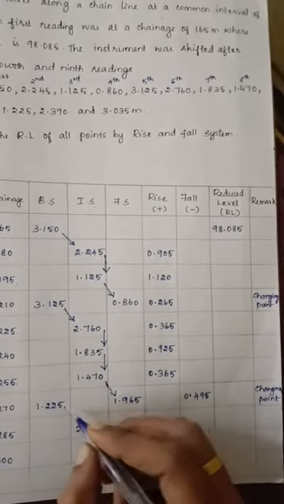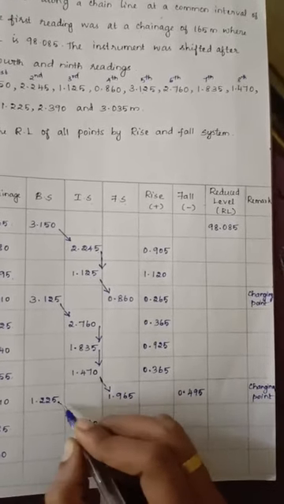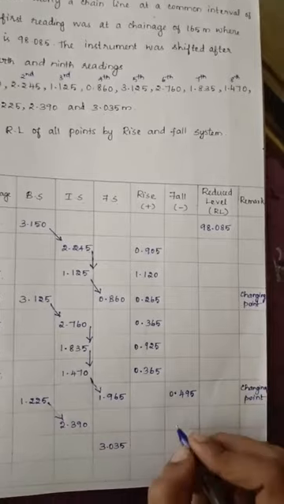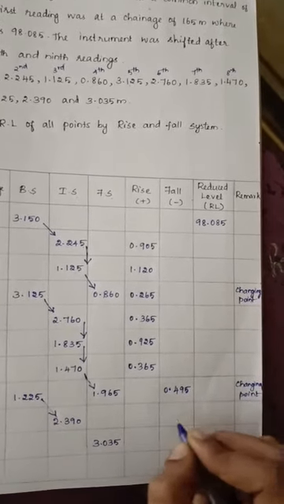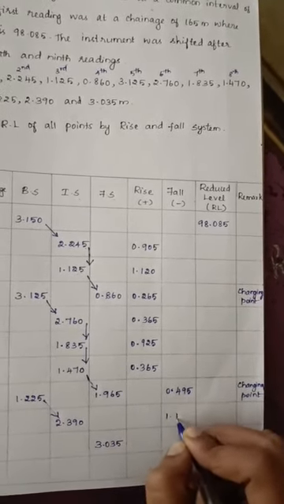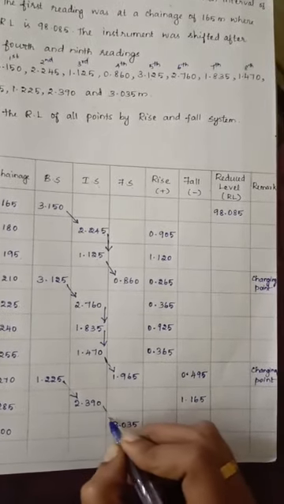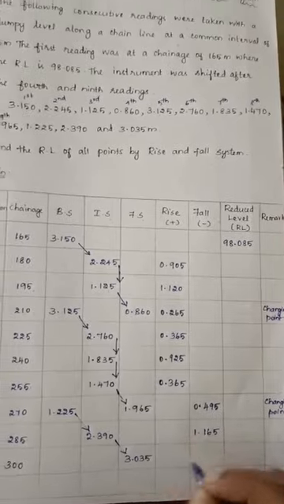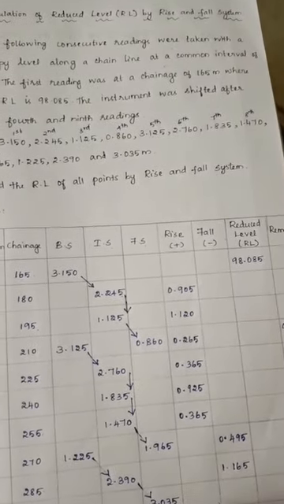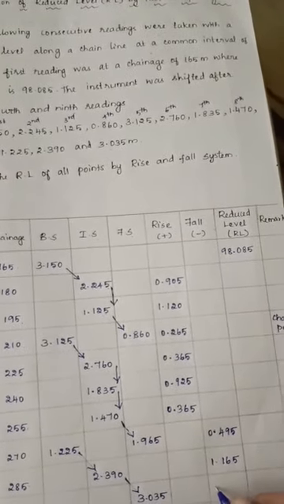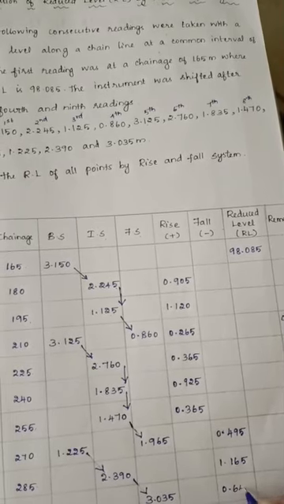Then backside minus intermediate side. The value obtained is negative, minus 1.165. Therefore you enter that value in your fall column. Same like that, next intermediate side minus foresight. The value obtained is negative, therefore enter the value in your fall column.